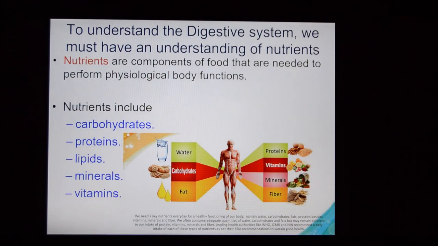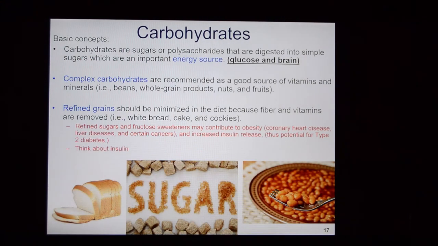All right, in terms of nutrients, these are the things that we get through our diet that we need to survive. They help us grow and develop and maintain our systems. These nutrients include carbs, proteins, lipids, minerals, and vitamins. Now, carbohydrates are a wonderful energy source. They're fantastic, especially in their natural format.